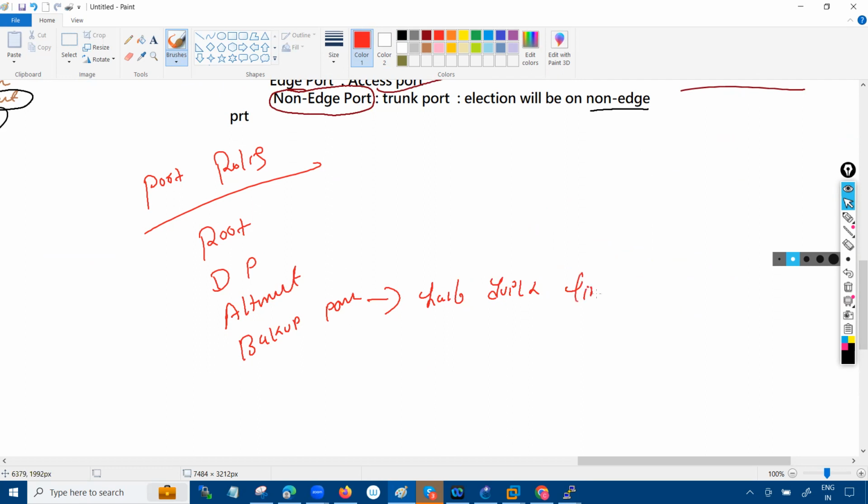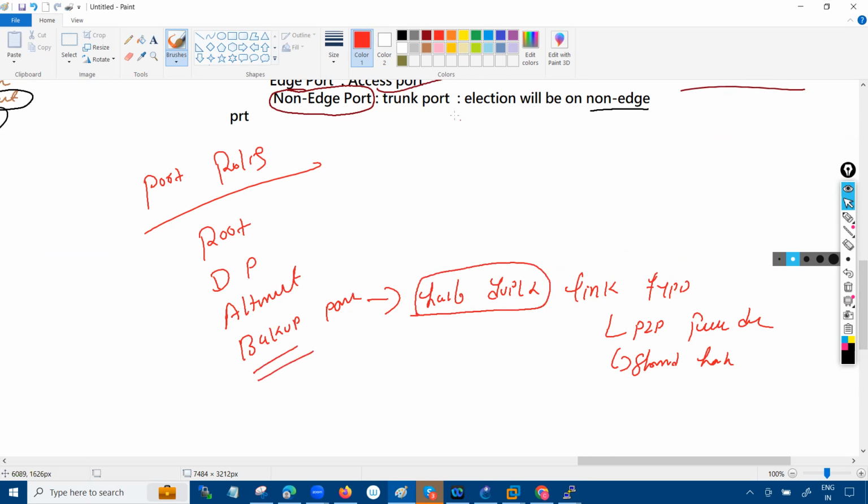It means the link type will be either point to point, which means full duplex, or shared. Shared means half duplex. So when you have a hub in the picture, or we can say half duplex in the picture, then the backup port comes into the picture. For example, you have switch one, and we have a hub over there. In this case, one port will be DP and another port will be the backup. So the backup port only comes into the picture when the switch has connectivity with the hub.